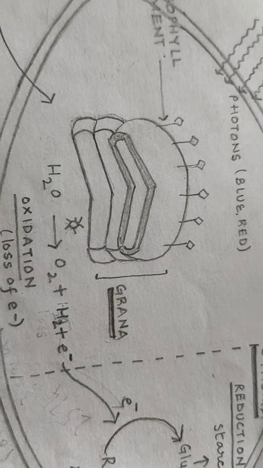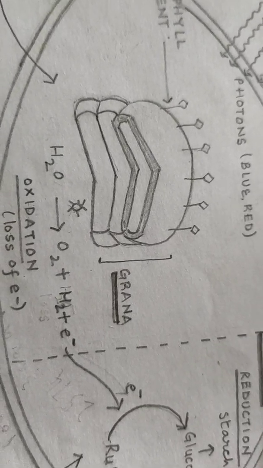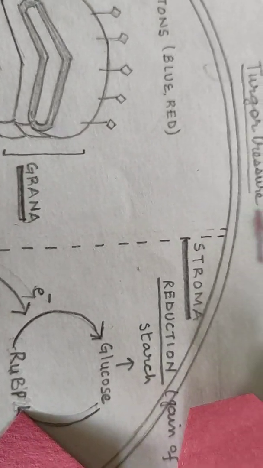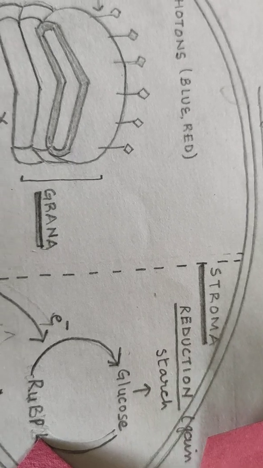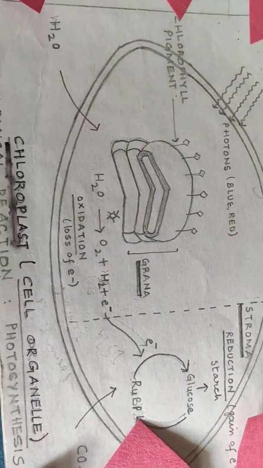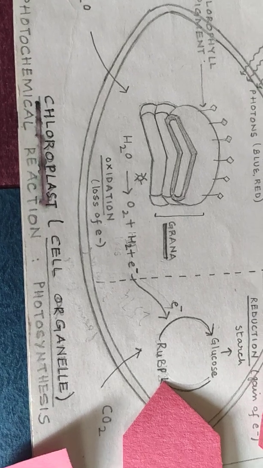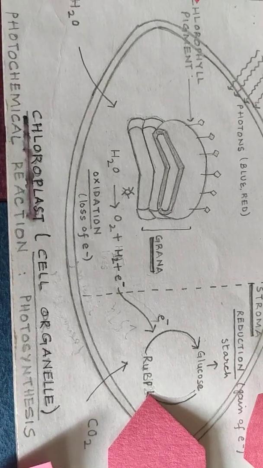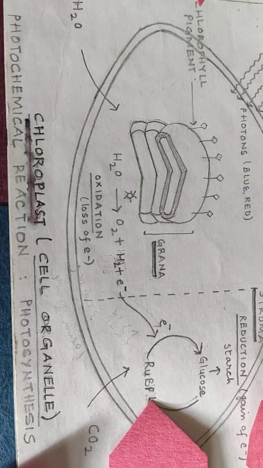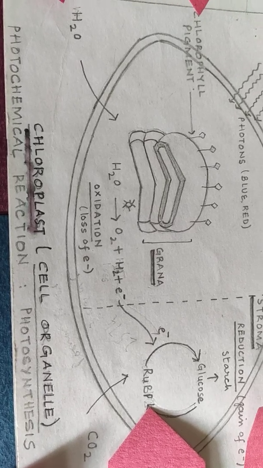With this apparatus, the fluid matrix is called the stroma. Now how does this chloroplast help in bringing about photosynthesis? Photosynthesis is a photochemical reaction.